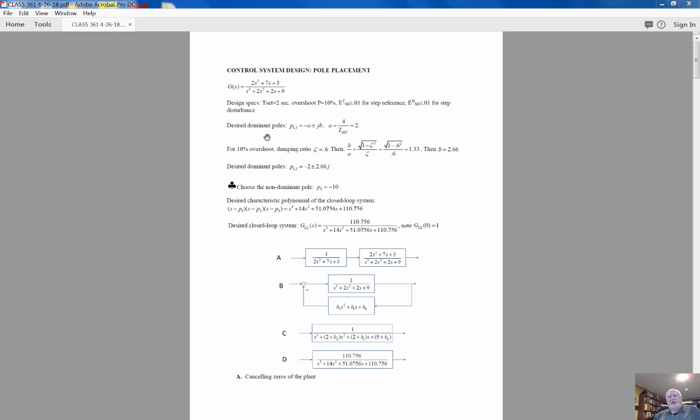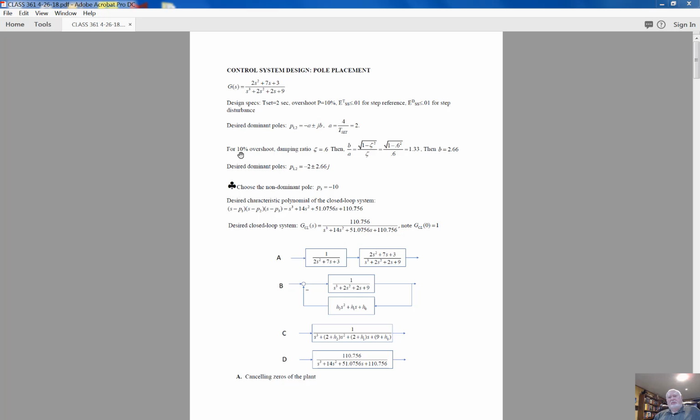And the procedure will start from the choice of desired dominant poles for the closed loop system. I will call these poles minus A plus minus jB. They should be complex conjugates. Why? Because otherwise we would never see the required overshoot. Now, from the settling time, I can immediately define the absolute value of the real part. You know that 4 divided by A, where A is the absolute value of the real part, should be equal to the settling time, and therefore A is equal to 2 in my situation.